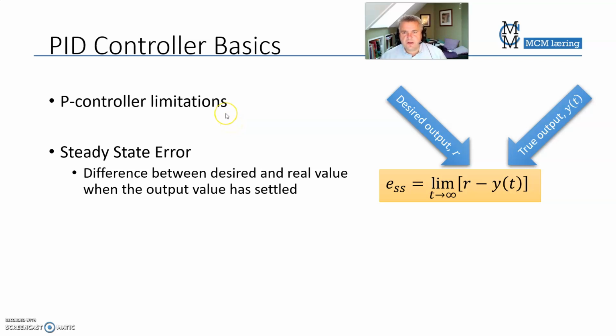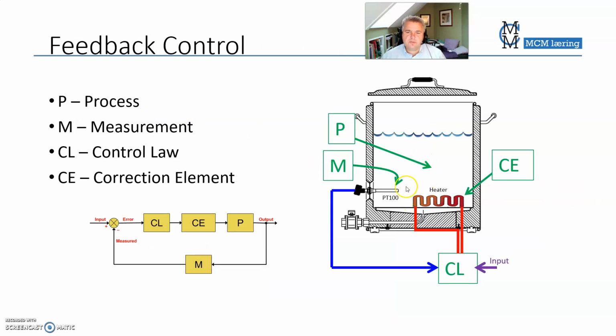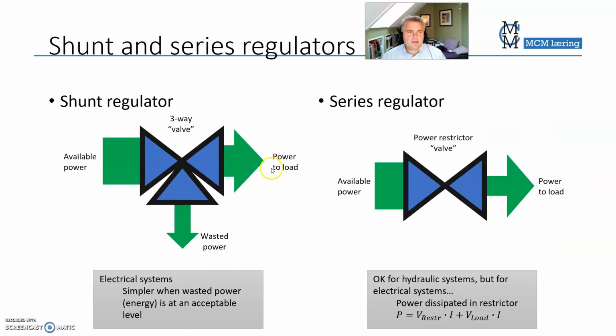P controller limitations. When you have proportional control, let's go back to the model with a tank. Let's say we use proportional control here, and we want 67 degrees in our process, but the ambient temperature outside the tank is maybe 20 degrees. So the outside will always try to cool down the inside. If we have an acting power of, say, 50 watts, the 50 watts is just what is needed to maintain the temperature, which is maybe 50 degrees over the temperature on the outside. So you need some acting power to maintain temperature when you have an ambient trying to cool it down.